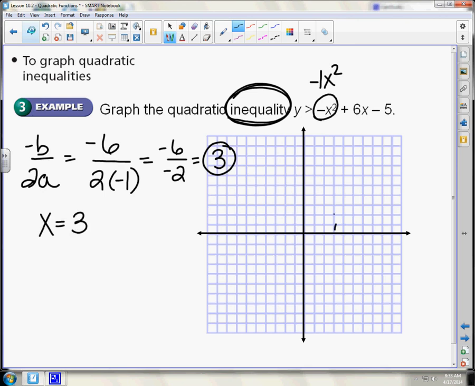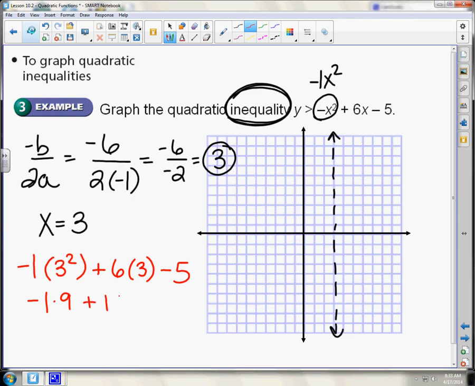x equals 3, so I'm going to make a dotted line at 3. This is my axis of symmetry. It's going to cut my parabola in half. And then I'm going to plug 3 into the equation. Negative 1 times 3 squared plus 6 times 3 minus 5. So negative 1 times 9 plus 18 minus 5. So this is negative 9 plus 18 minus 5. So that's 9 minus 5, which is 4. So now I know my vertex is (3, 4) right here.